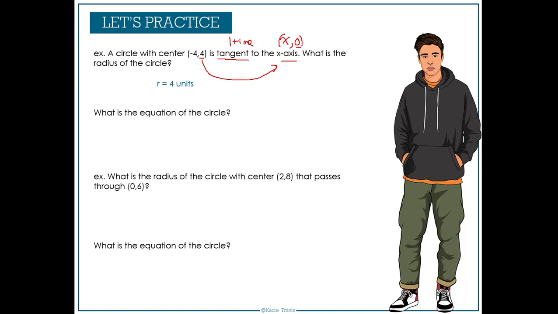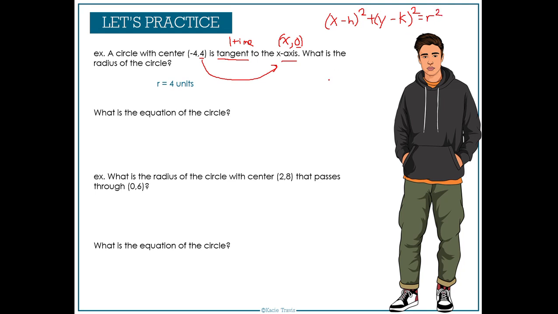We can't really use any other direction at the moment because this is the indication that we have for how big this radius is. So this is good enough for us to use. All right, next thing we need is the equation of our circle. Remember, it is (x minus h) squared plus (y minus k) squared, and it is equal to r squared.